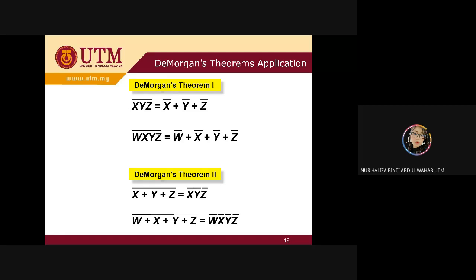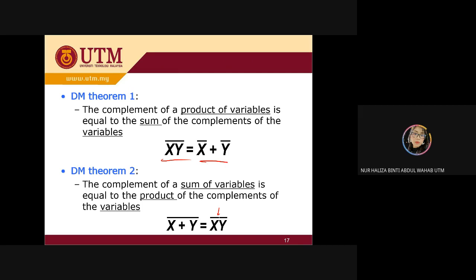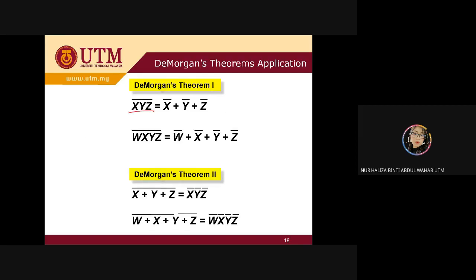Okay, now you have theorem 1. You're not only going to have 2 inputs, but you can apply it with 3 inputs, 4 inputs, 5 inputs, and so on. Which is, you can see you have (xyz) bar equal to x bar plus y bar plus z bar. A, B, C, D, E bar. What happens? It's going to be A bar plus B bar plus C bar plus D bar plus E bar.